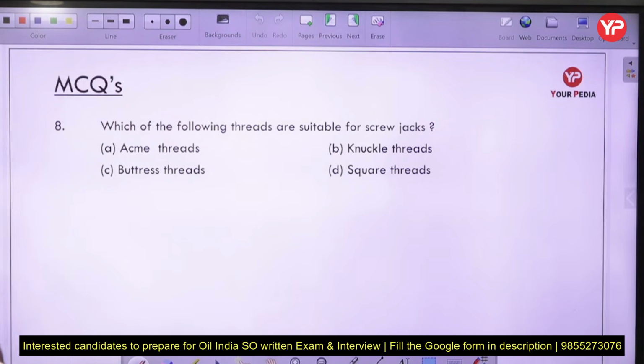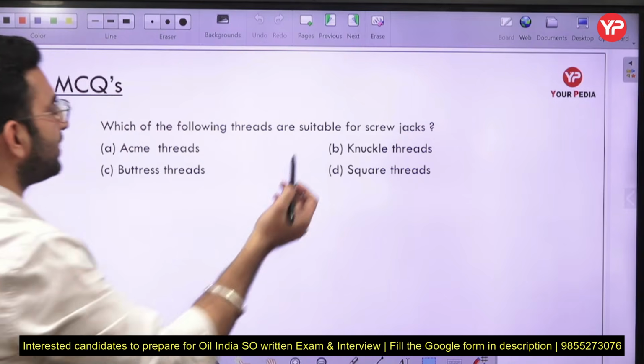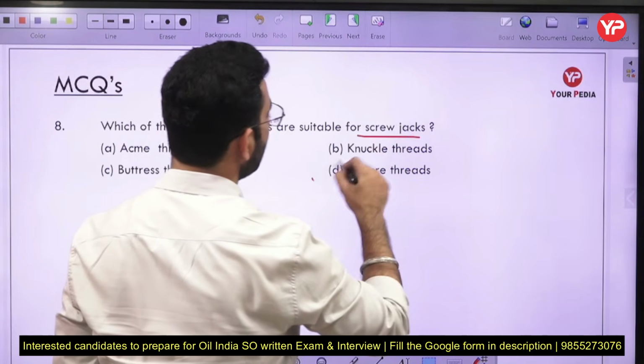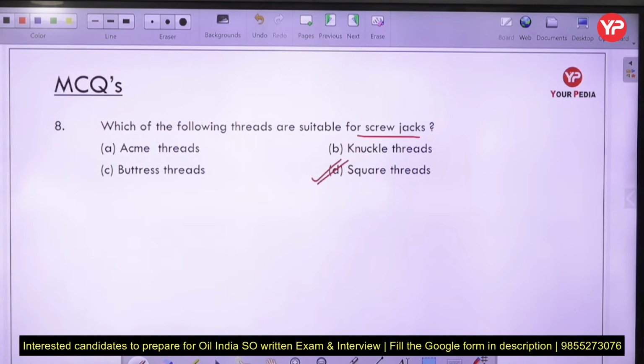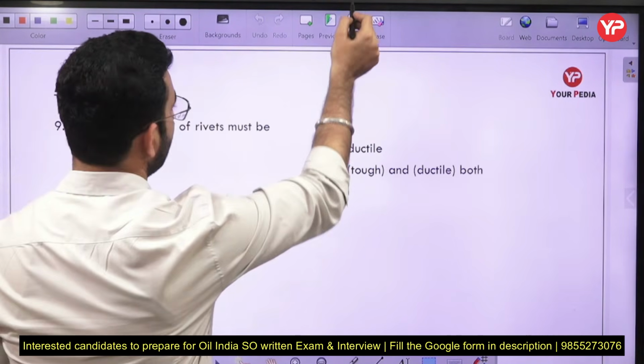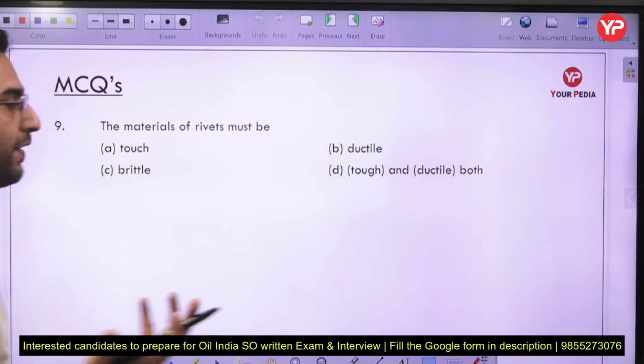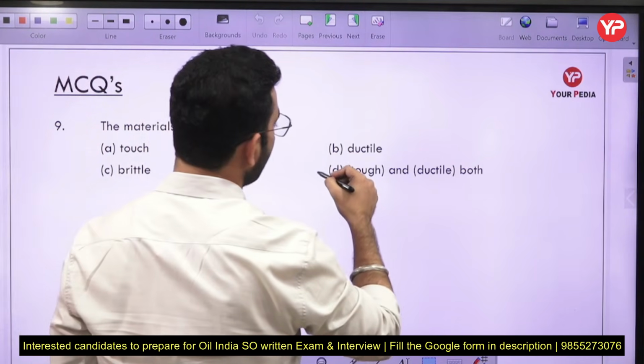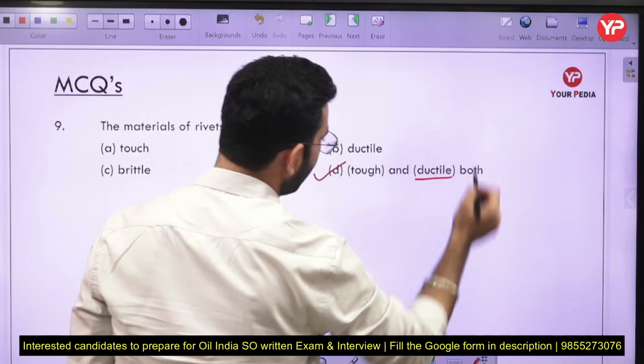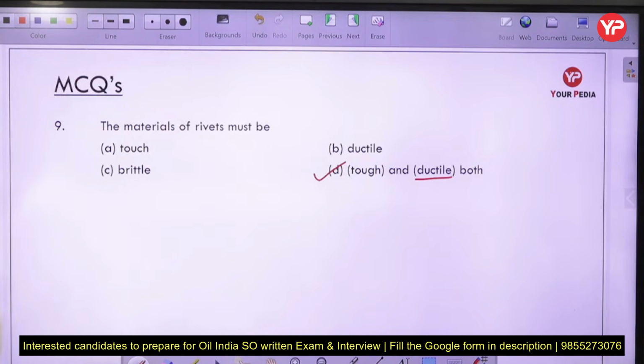Next part, which of the following are suitable for the screw jack? That is a simple question here. So generally the square threads are used in the case of screw jack here. So option number D will be the correct one here. Next part, the material of the rivet, that is also a very simple case. It should have a high toughness and it should have a high ductility here. So again option number D is the correct one here.